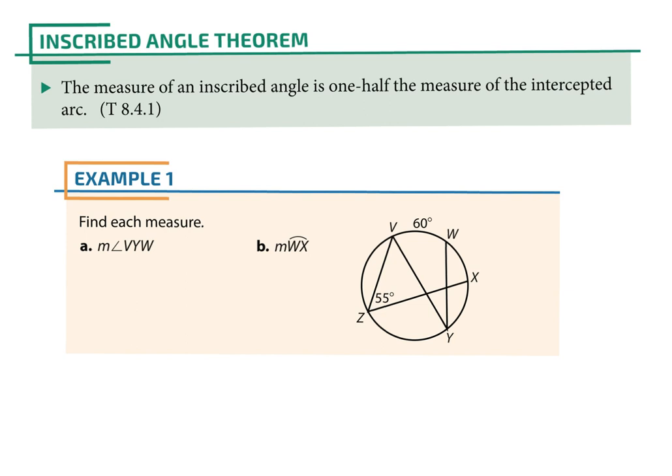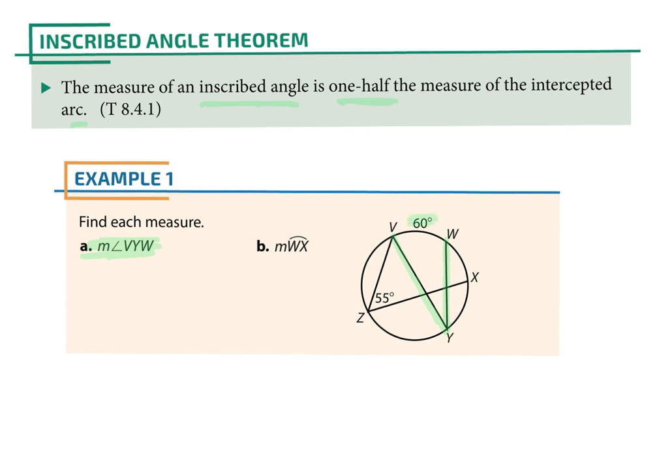Find each measure. The first one they want us to find is VYW. When they want that angle, you start and follow it: V to Y to W. So V to Y to W is this angle right here. Our theorem says that the measure of the inscribed angle is 1/2 of the intercepted arc.